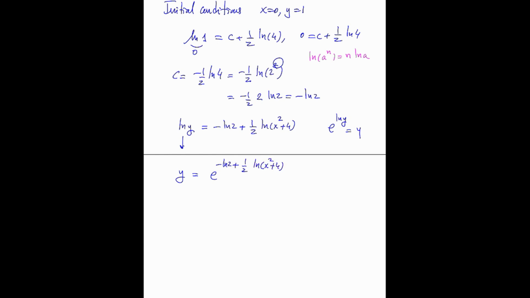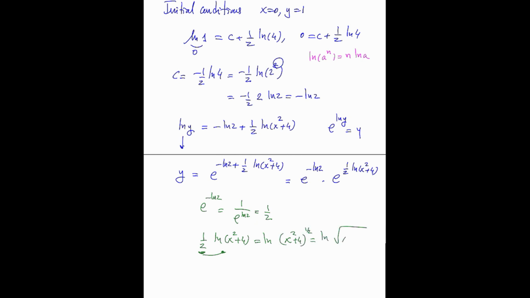Okay, let's operate this a little bit. First of all, we'll split it: e to the minus ln 2 times e to the 1/2 ln of x squared plus 4. And we're going to use several properties. Let me put in a different color. Here we put in green. What do we have? First of all, e to the minus ln 2 is 1 over e to the ln 2, so that's 1/2. And now 1/2 the log of x squared plus 4, the 1/2 can go inside the log as a power. So this is the log of x squared plus 4 to the 1/2, or the log of root x squared plus 4.